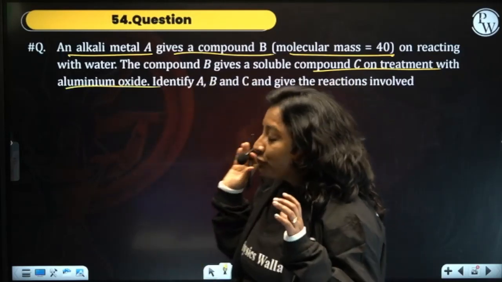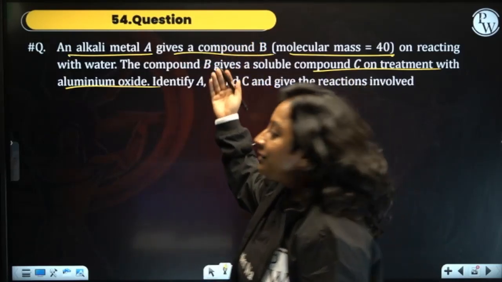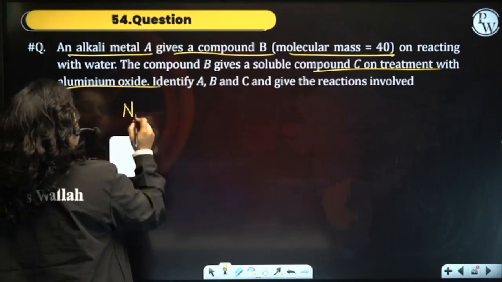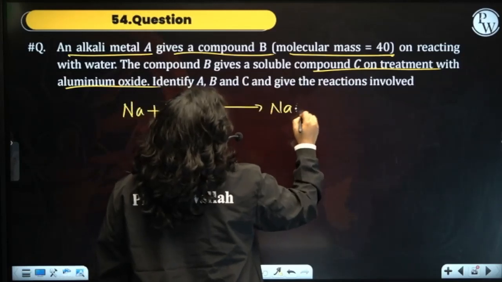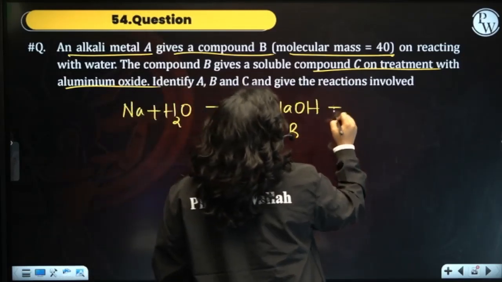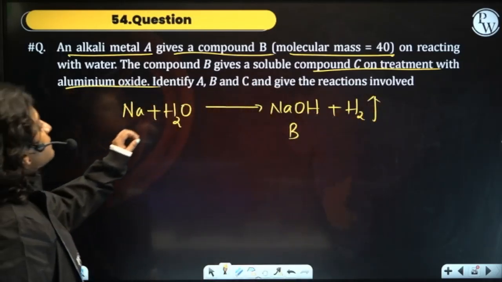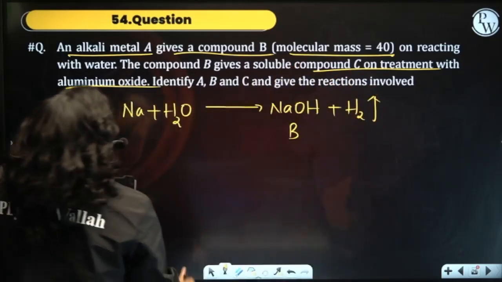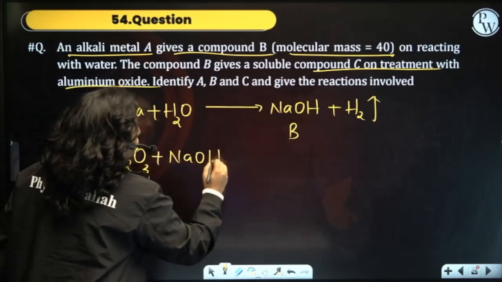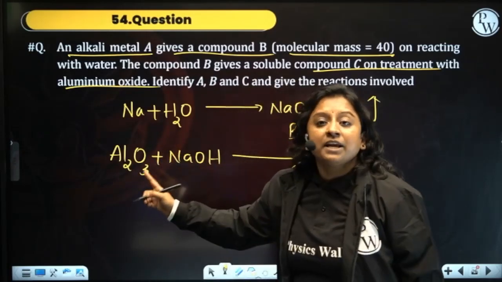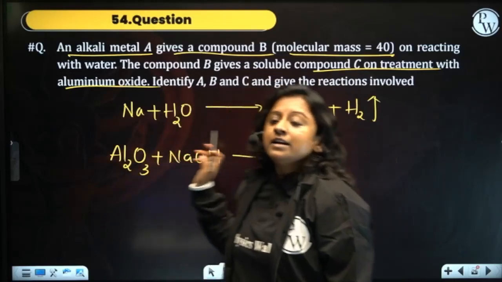So let us first understand the first sentence. An alkali metal A, let me take that as sodium, is reacting with water. It forms a compound B, NaOH, and H2 is a molecule, so I'm not taking it because this is a compound. The compound B gives soluble compound C on treatment with aluminium oxide. This also we have learned: aluminium oxide, with a base, will behave like an acidic oxide. So when compound B reacts with aluminium oxide, it gives C.